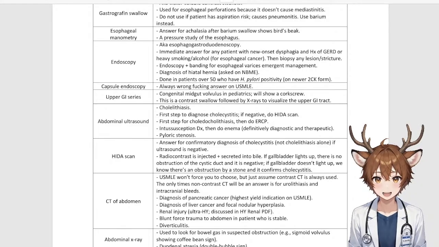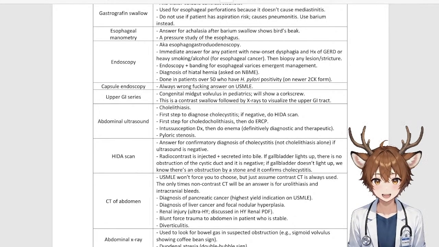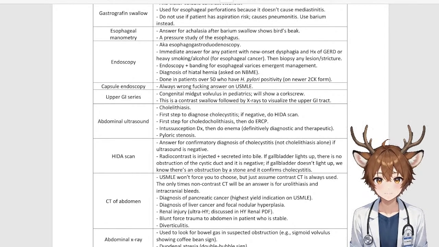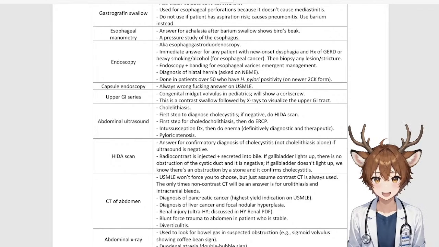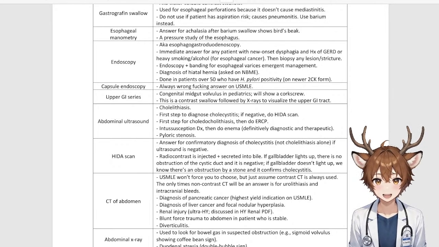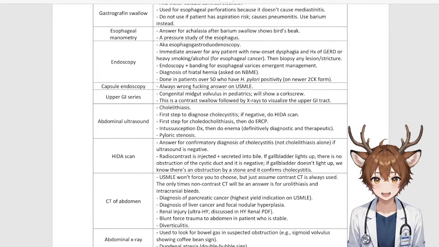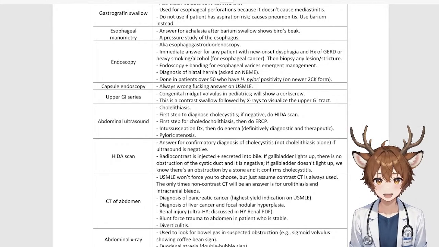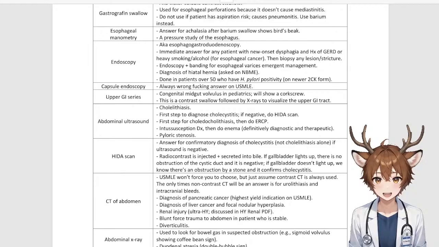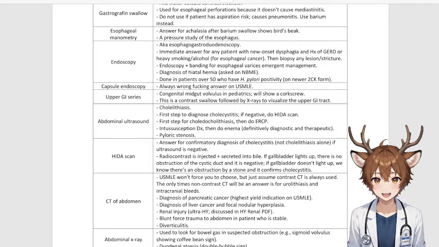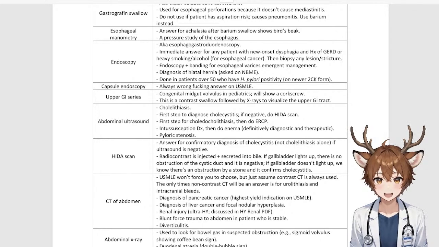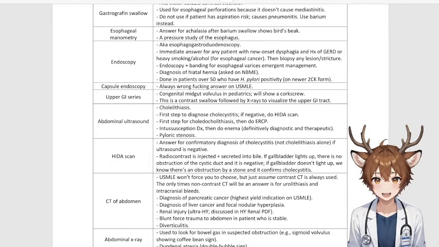Endoscopy, aka esophagogastroduodenoscopy. It is the immediate answer for any patient with new onset dysphagia and a history of GERD or heavy smoking and alcohol use, for esophageal cancer. Then biopsy any lesion or stricture. Endoscopy plus banding is the emergent management for esophageal varices. It is also used for diagnosis of hiatal hernia, as on an NBME, and done in patients over 50 who have H. pylori positivity on the new CK form.